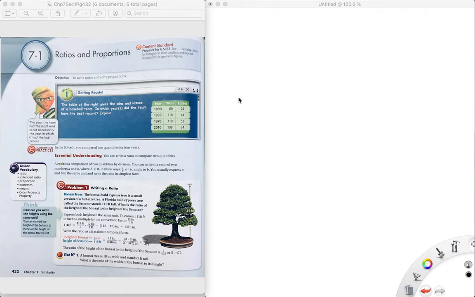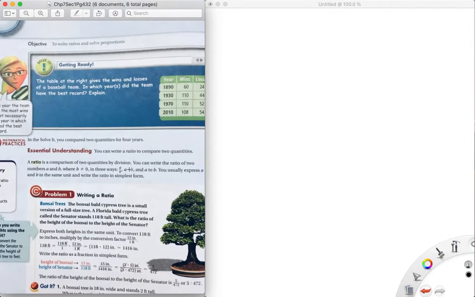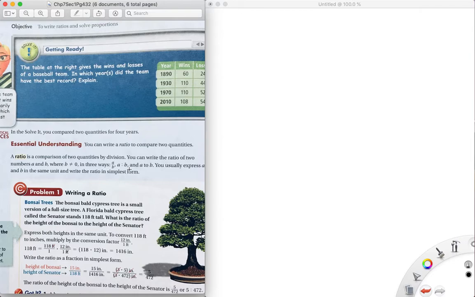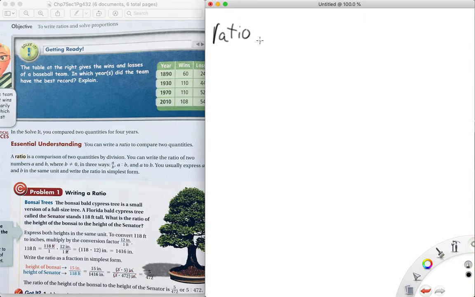Alright, so this is Geometry Chapter 7, Section 1, Ratios and Proportions. So, first thing first, what's a ratio? A ratio is a comparison of two quantities by division. Two or more, but in this case it's going to be two for right now.